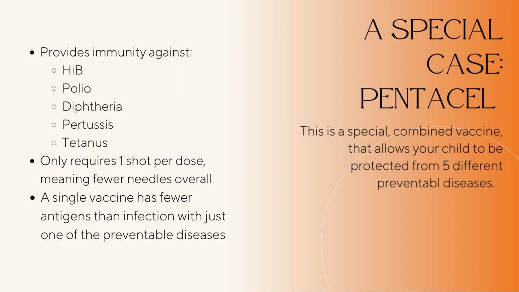Before we conclude, let's take a look at the special case of Pentacel. This is a special combined vaccine that allows your child to be protected from 5 different preventable diseases. It provides immunity against HIB, polio, diphtheria, pertussis, and tetanus. It only requires 1 shot per dose, meaning fewer needles overall. A single vaccine also has fewer antigens than infection with just one of the preventable diseases, so it's better for your child overall.